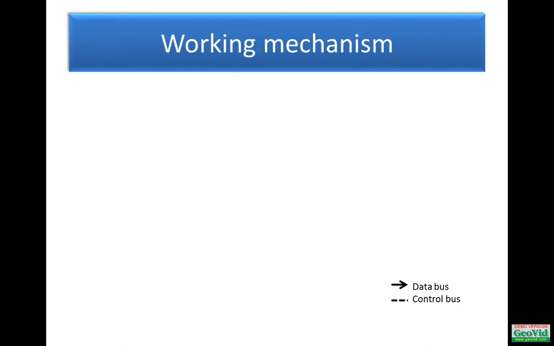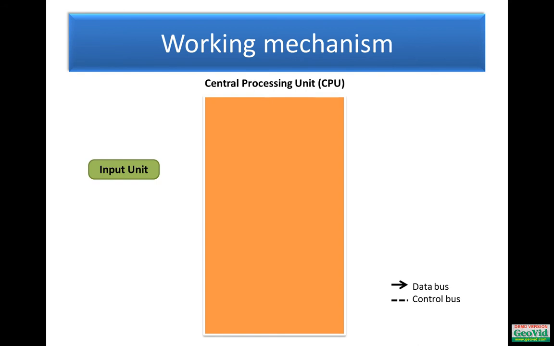Okay, so the working mechanism of the block diagram. First of all we have the input unit, that is the keyboard or mouse in our computer. Whenever the keyboard or mouse is used to give instructions to the computer, it goes first into the CPU, the main central processing unit, the main processing section of the computer. After the processing, it goes to the output unit. Now how does the process work? Let's see in detail.